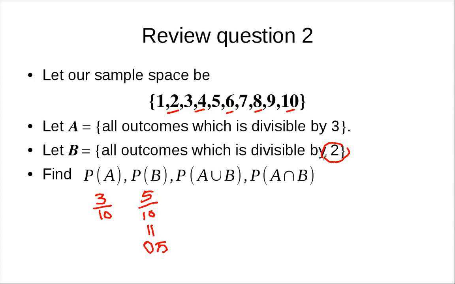Now P(A union B), how many of that? So it can either be divisible by 2 or 3. So I'll wait for you to figure that out. Right. Okay, the answer is 7/10. Okay, and A intersection B. So this number is divisible by both 2 and 3. Can you find one? All right, so it's 6. So you get 1/10. All right, so this is just a review question.